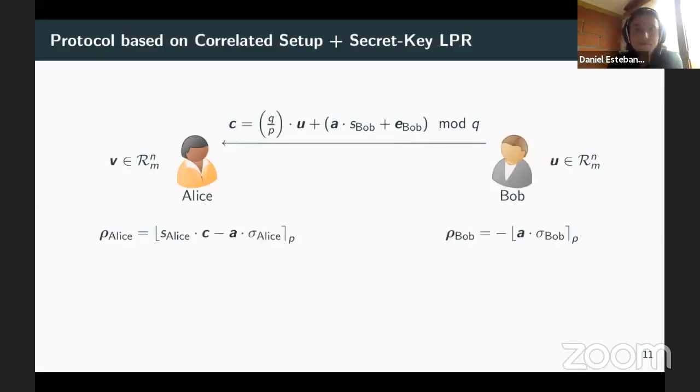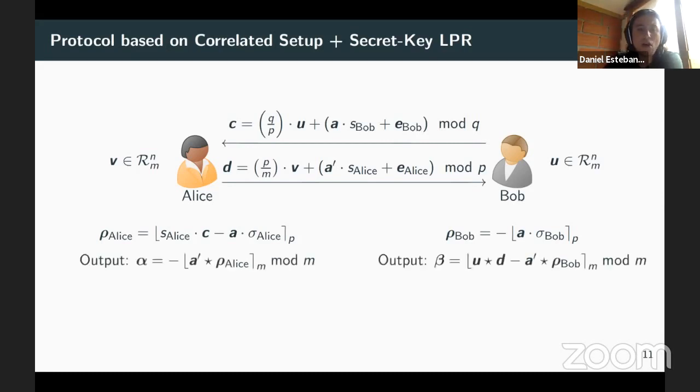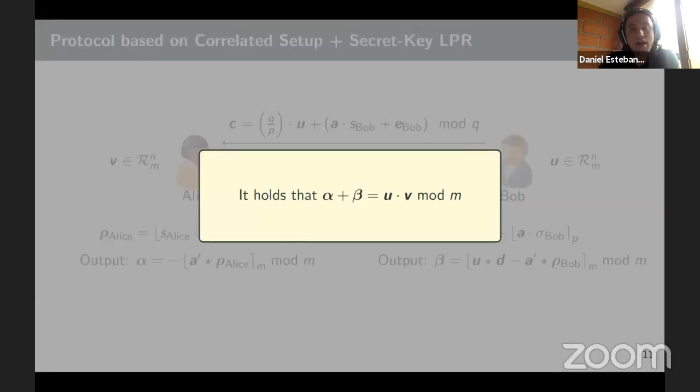In the next step, Alice will send an encryption of her input V to Bob. Once Bob receives this, they can define the outputs to be minus the rounding of A prime times rho_Alice, that's the share alpha, and the share beta is the rounding of U times D minus A prime times rho_Bob. If you do that, you can see that alpha plus beta is U times V mod M, which is great. It's the only relation we wanted in the beginning.